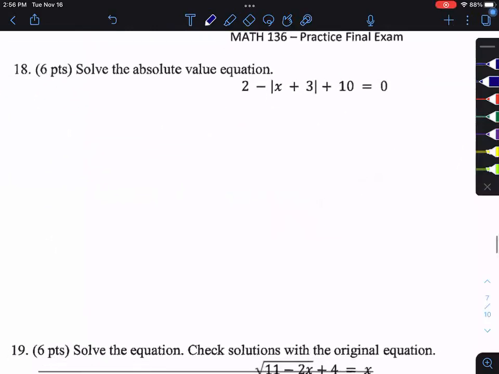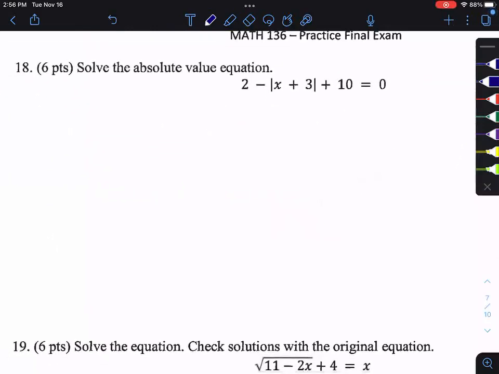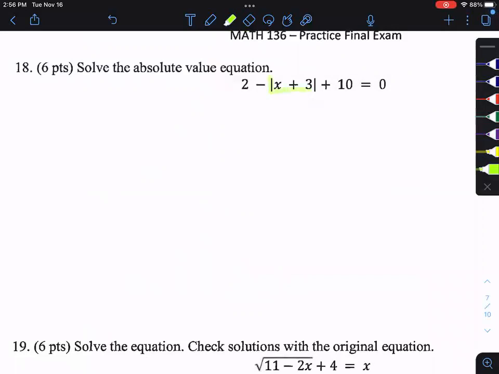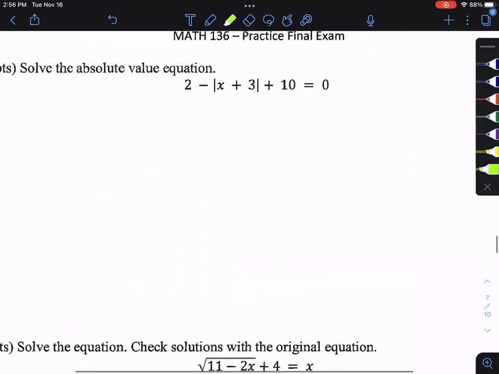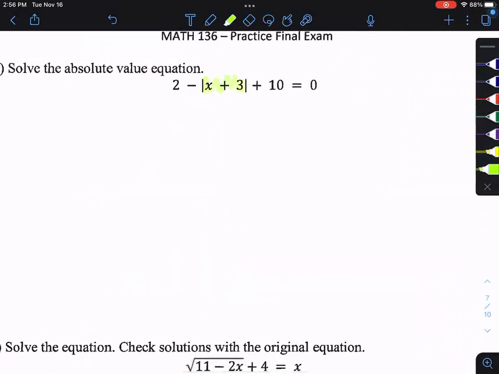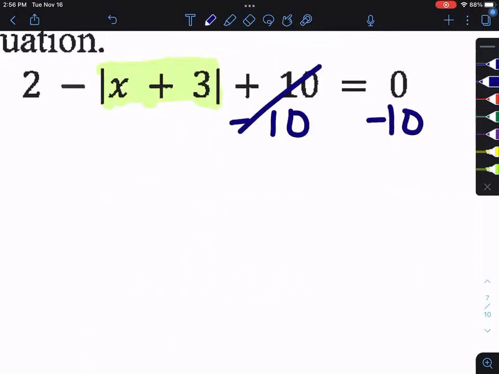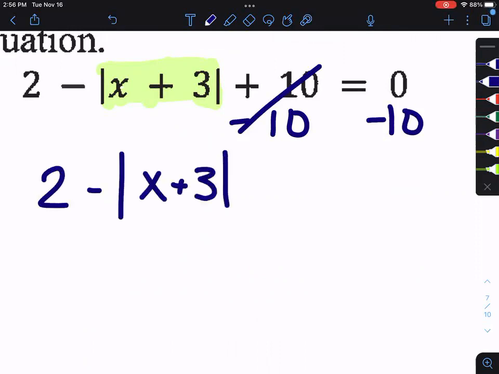Question 18, we're solving the absolute value equation. In order to solve an absolute value equation, you must first of all get the absolute value bars on one side by themselves. So we need to isolate the absolute value of x plus 3. In order to do that, we're going to start off by subtracting 10 from both sides. So 2 minus the absolute value of x plus 3 equals negative 10.